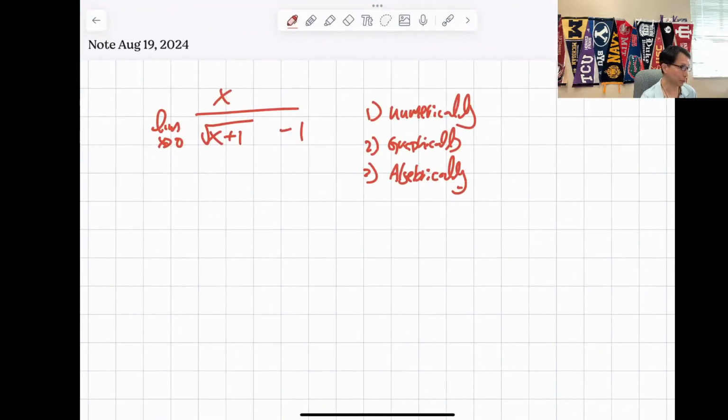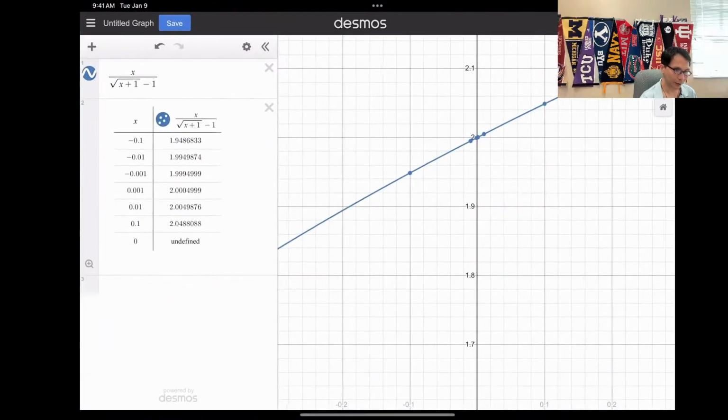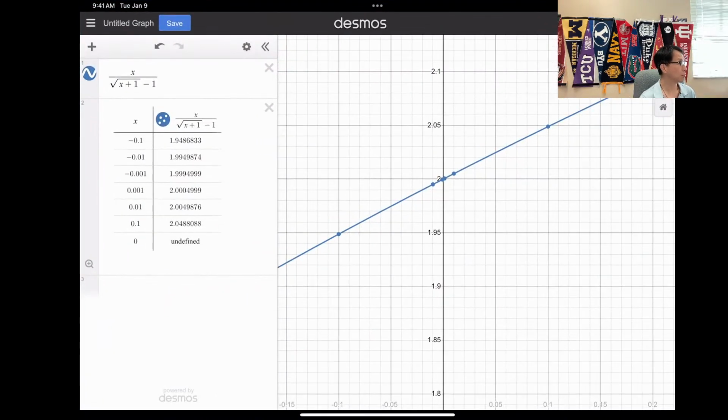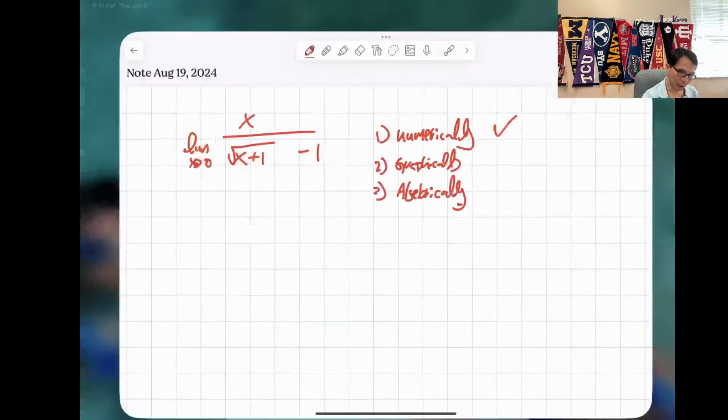So we already did the numerical approach. Check. You can plug in numbers until you get very close to it. Graphically, we can look at the graph again. It seems like it's approaching 2. They both have to come out to the same value: the left and right have to be the exact same value. If they don't come out the same, then the limit does not exist. We're going to talk about that later. Are we okay here so far?